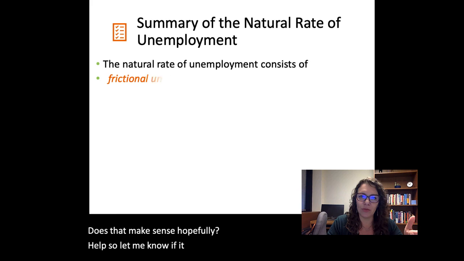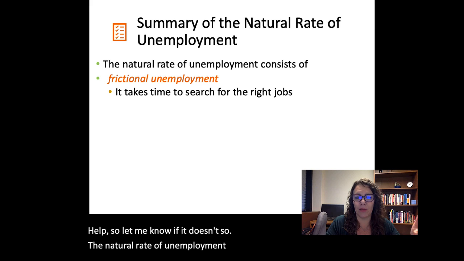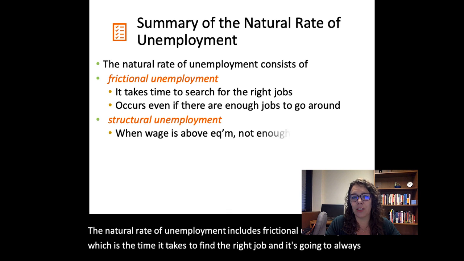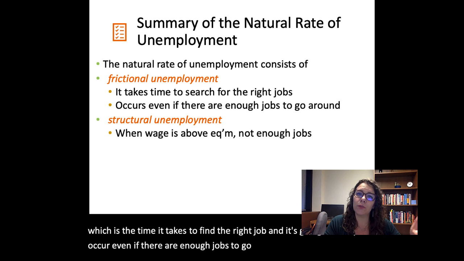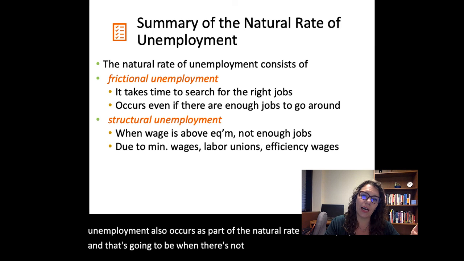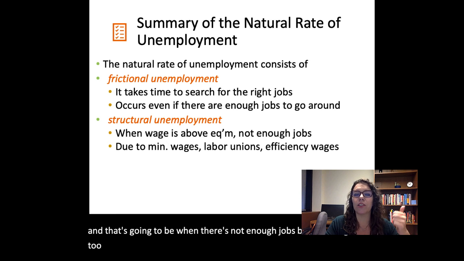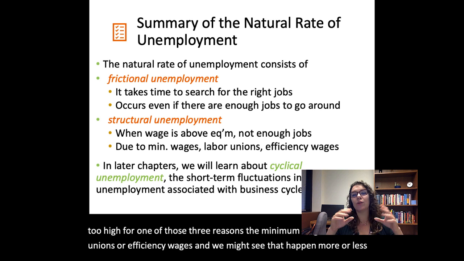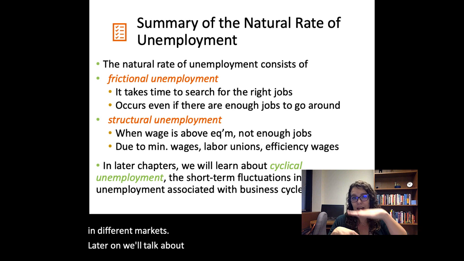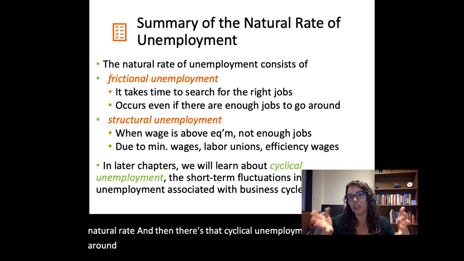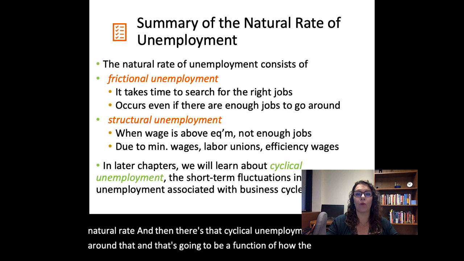So, the natural rate of unemployment includes frictional unemployment, which is the time it takes to find the right job, and it's going to always occur even if there are enough jobs to go around. Structural unemployment also occurs as part of the natural rate of unemployment, and that's going to be when there's not enough jobs because wages are too high for one of those three reasons: the minimum wage laws, labor unions, or efficiency wages. And we might see that happen more or less in different markets. Later on, we'll talk about the rest of unemployment. So there's that natural rate, and then there's that cyclical unemployment that fluctuates around that, and that's going to be a function of how the economy's doing. And we'll talk more about that later.